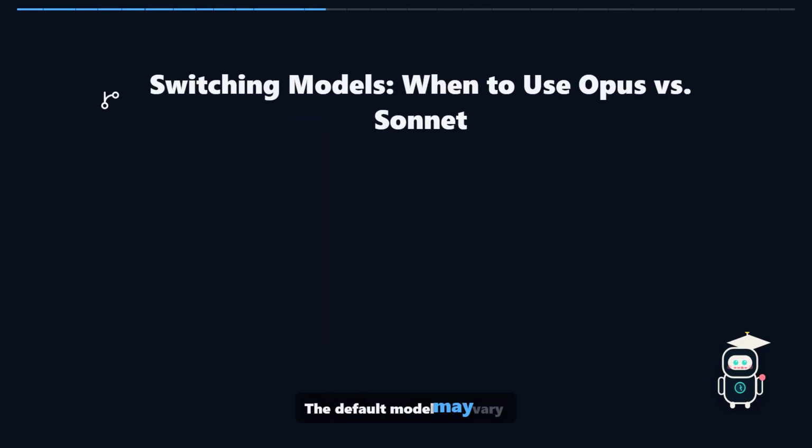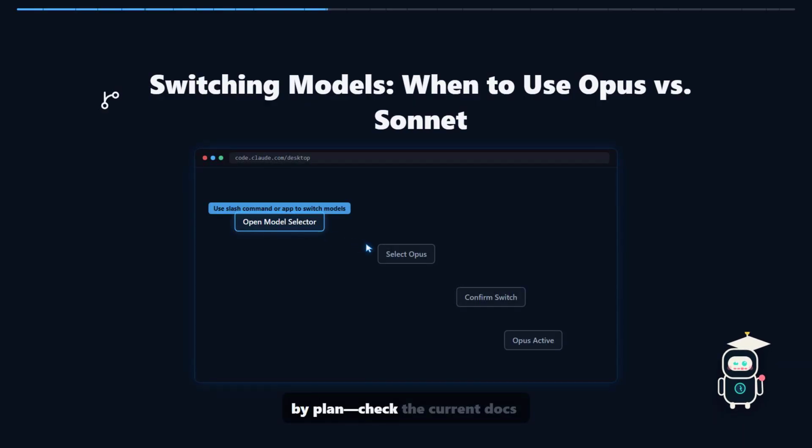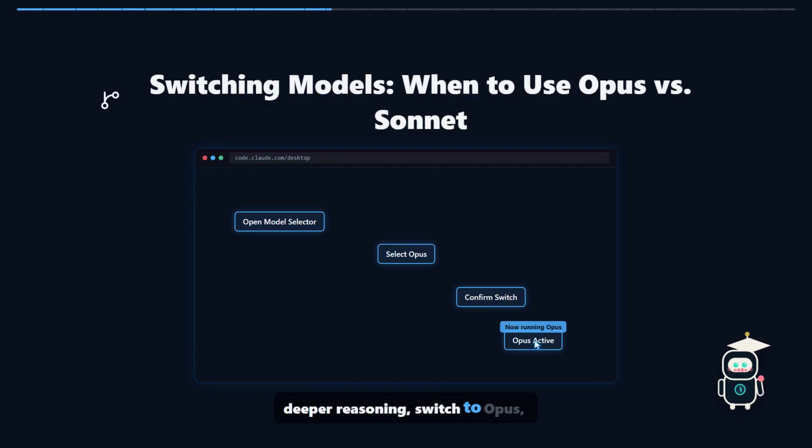The default model may vary by plan. Check the current docs to see which model you will start with. If you need deeper reasoning, switch to Opus, the highest capability model. It excels at handling tricky bugs and complex refactoring. You can change models through a /command or from the desktop app. The switch usually takes effect right away, but the exact steps can change, so refer to the official docs if you're unsure.